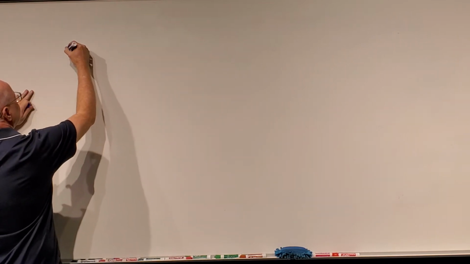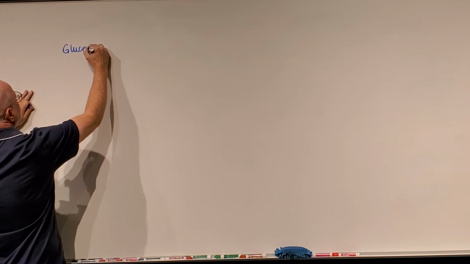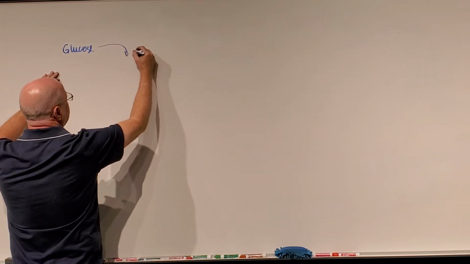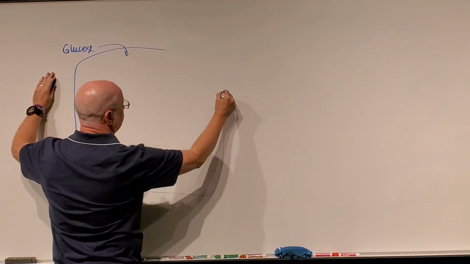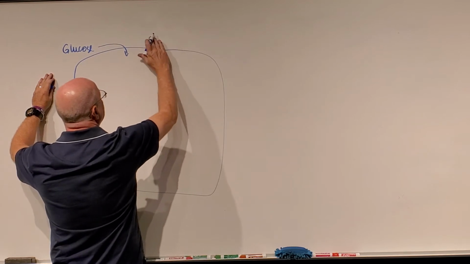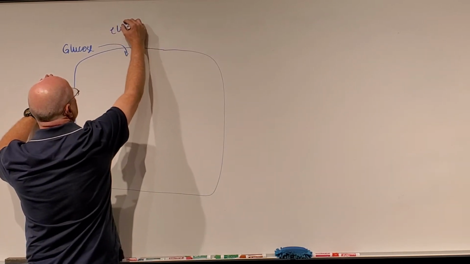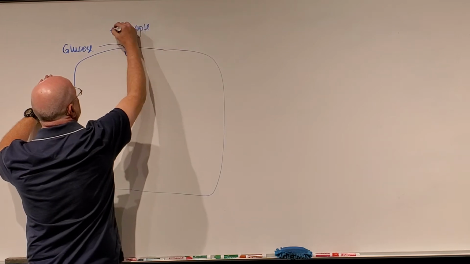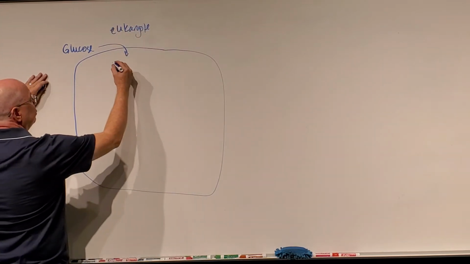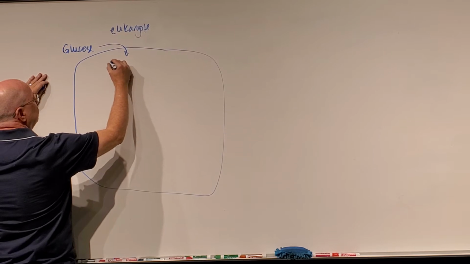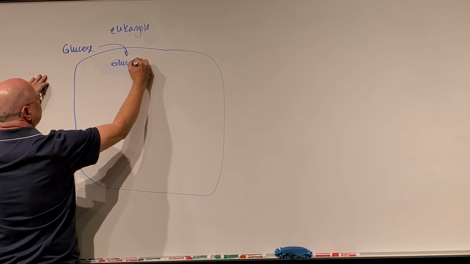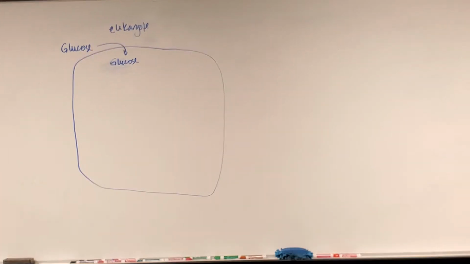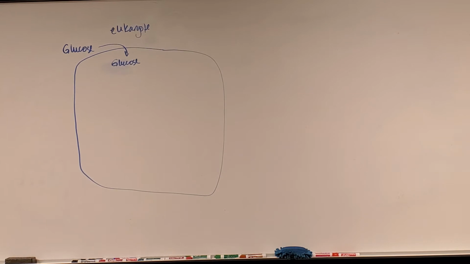That's the wrong marker. I don't like the way this one writes. I need to get rid of it. Take my molecule of glucose. It's going to enter my cell. This is going to be a eukaryote over here. As it enters the cell, I'm going to convert the glucose into 2 molecules of pyruvate.